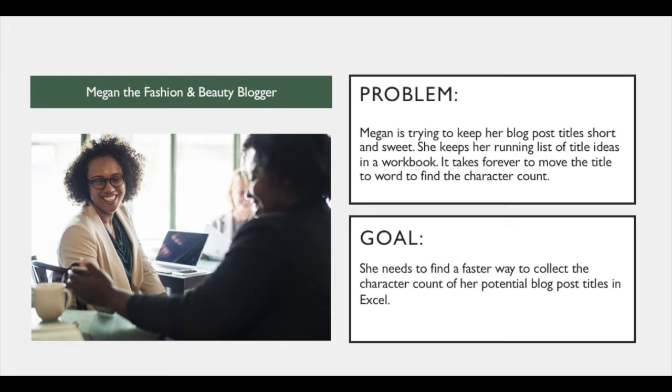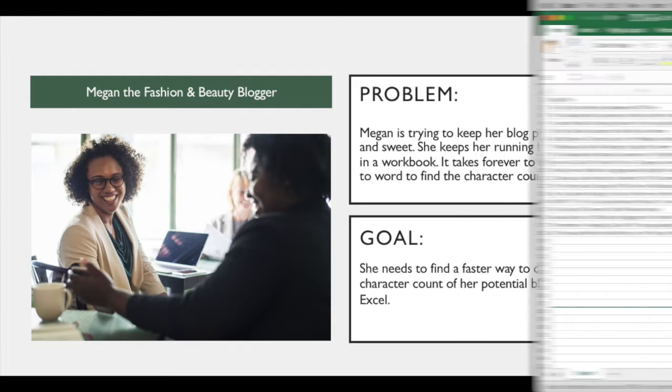And today I'm telling you a little bit more about Megan, the fashion and beauty blogger. Megan is trying to keep her blog post titles short and sweet. She keeps her running list of title ideas in a workbook. It takes forever to move the titles to Word or another word processor to find the character count. She needs to find a faster way to collect the character count of her potential blog post titles in Excel.